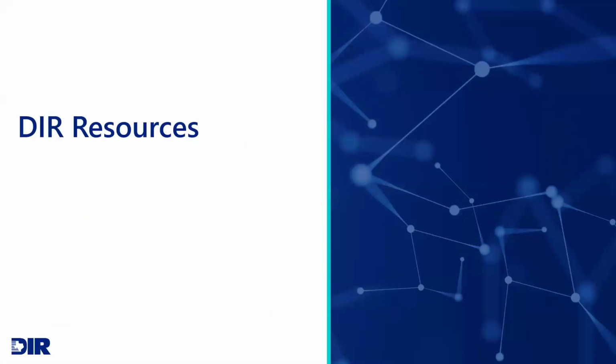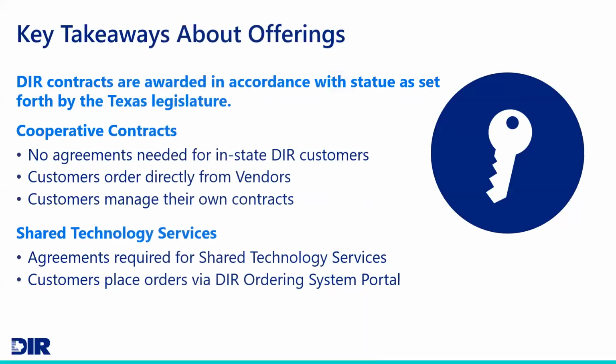Okay, going to wrap up and leave you with some resources. So a couple of key takeaways, hopefully, for today are remember that all of our contracts are competitively bid and we follow state procurement rules. For our cooperative contracts program, you do not need to have an agreement in place with us if you're an in-state eligible customer. You then order directly from that DIR vendor and you manage that agreement with that DIR vendor as well. So you manage the contract with that vendor.